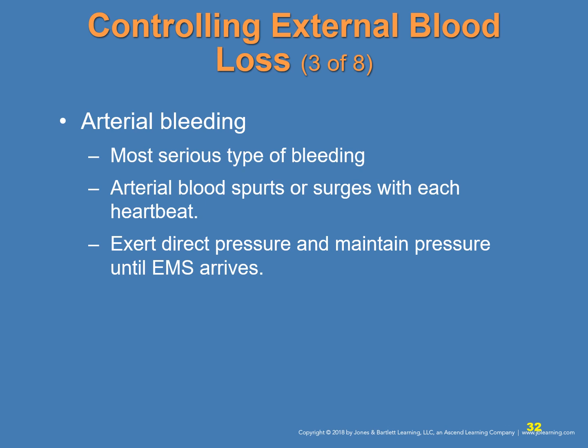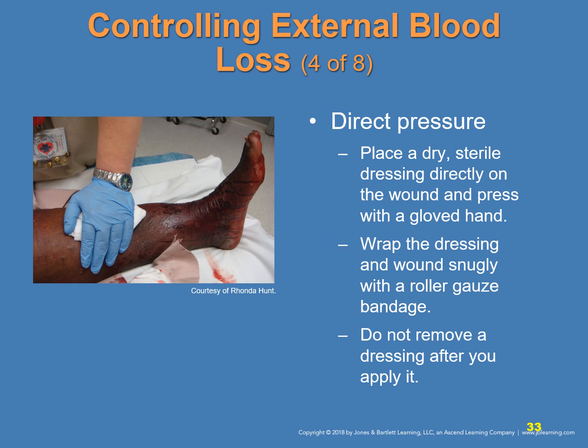The most serious type of bleeding is arterial bleeding. Arterial blood spurts or surges with each heartbeat. Unchecked arterial bleeding can result in death from loss of blood in a short time. Exert direct pressure and maintain pressure on the site until EMS arrive. It is vitally important that you control external bleeding quickly.